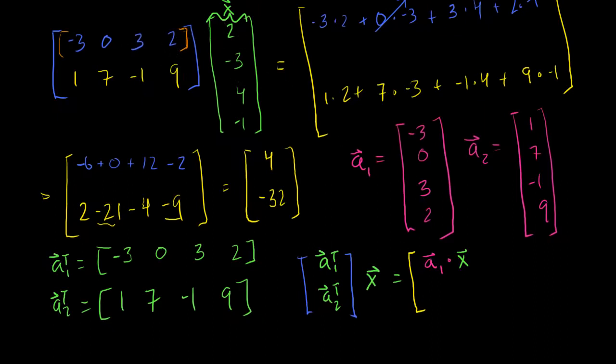And then obviously the second row is going to be vector A2 dot x, right? The second row, A2 dot x, is 1 times 2 plus 7 times minus 3, plus minus 1 times 4 plus 9 times minus 1. So just like that. This is one way to view it. A matrix times a vector is just like the transpose of its rows dotted with the vector you're multiplying it by.